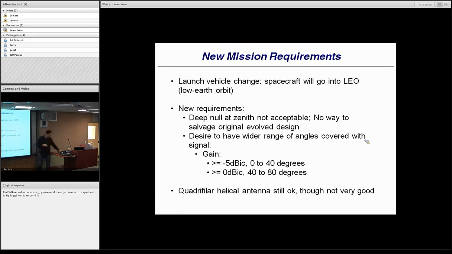This antenna is very silent, straight overhead. So this one wasn't really going to work. It has a deep null at zenith. So really no way to keep this design. However, because we used a computer-based method, we could just fire up the computer again, rerun it, and get some new designs. And that's what we did.